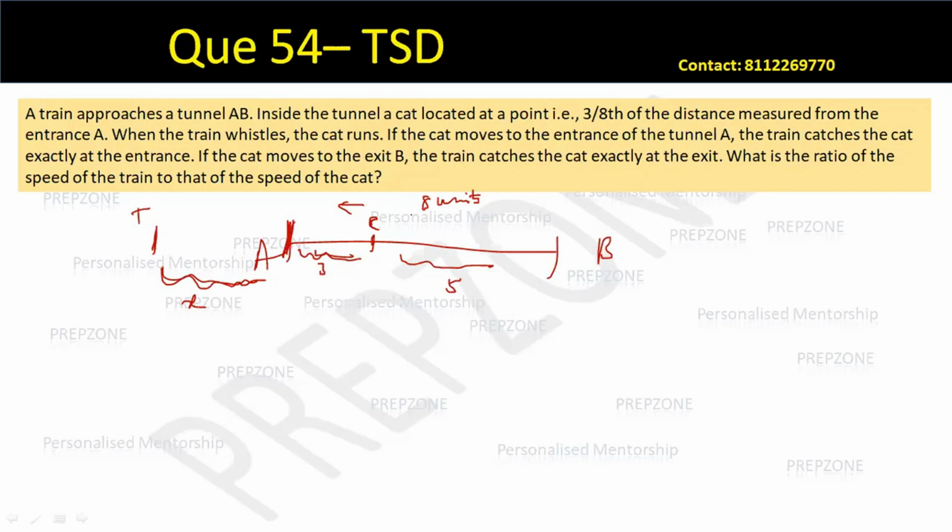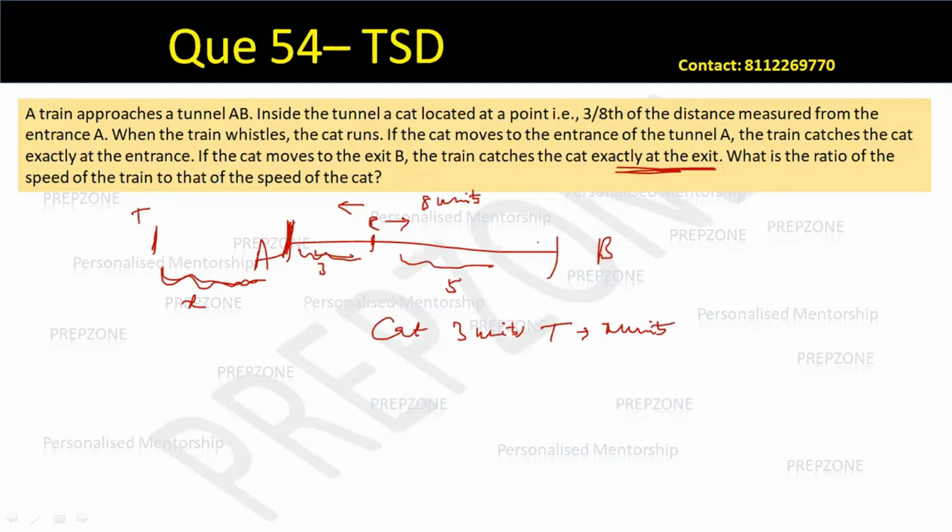Okay. However, if the cat moves to exit B, okay, अगर cat अभी इस तरफ रन करती है, which means it has to cover 5 units, तब भी ये दोनों मिल जाते हैं. The cat exactly at the exit, okay, which means train travel करती है पूरा. So now देखो, it is given to me कि जब cat travel करती है 3 units, तो train कितना travel करती है? X units, okay, fair.